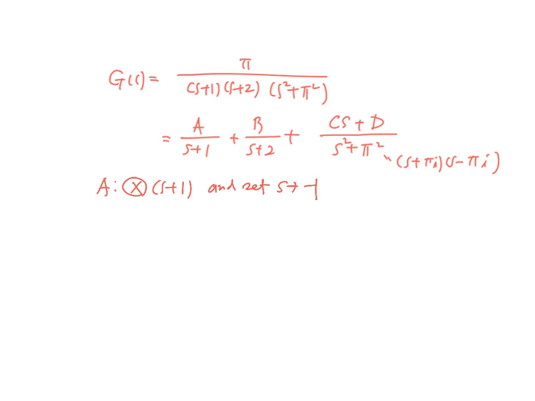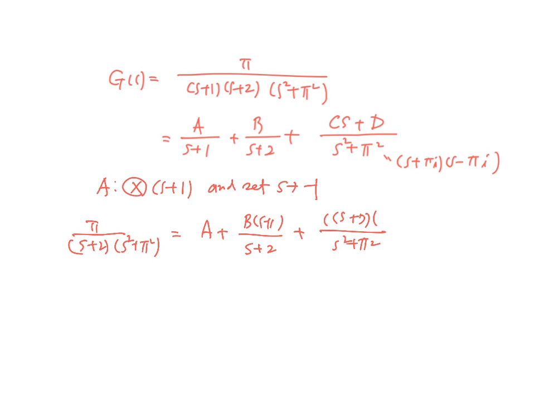So pi over (s plus 2)(s squared plus pi squared) is A plus B(s plus 1)/(s plus 2) plus (Cs plus D)(s plus 1)/(s squared plus pi squared). So set s equal to minus 1, A is equal to pi over 1 times (pi squared plus 1), right? So it's pi over pi squared plus 1.